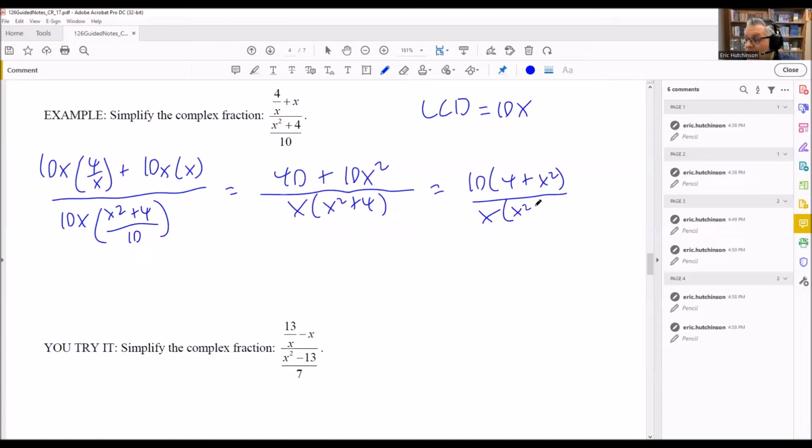Notice in this case that I do have the same thing on the top and the bottom. 4 plus x squared is the same thing as x squared plus 4. So this is a case where you're able to cancel something from the top and the bottom, and you're going to be left with 10 over x, and that's your answer for this one. It's always good to factor, because in cases like this, there might be a chance for you to cancel something out.